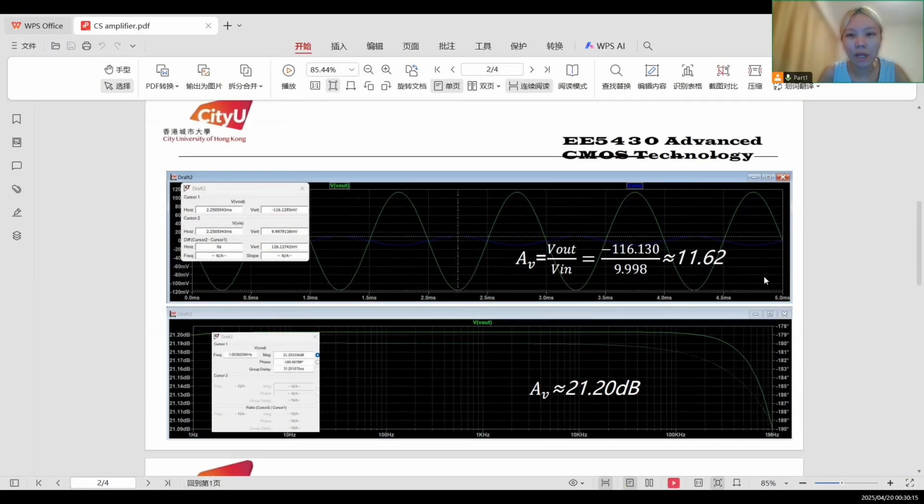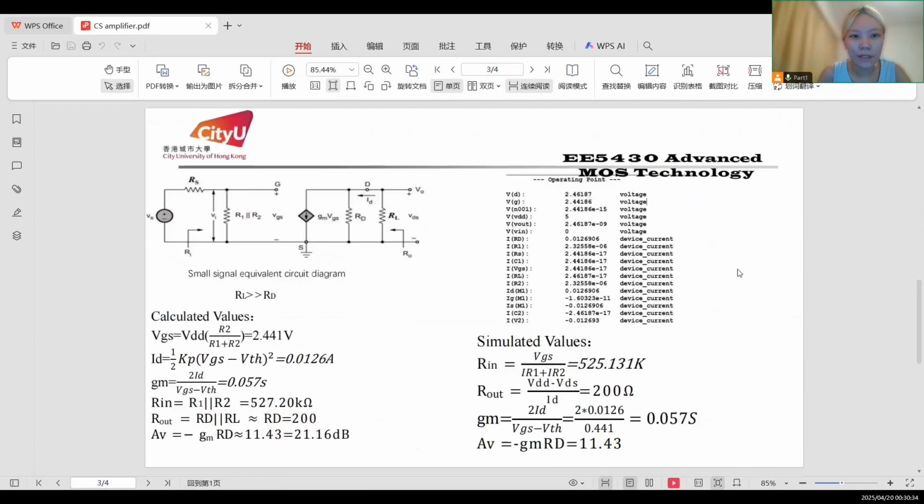We can see that the output voltage is about 116 millivolts and the voltage gain is about 11.62 times, which is 21.2 decibels. On the next page, this is a comparison between the calculated and simulated results of the circuit.